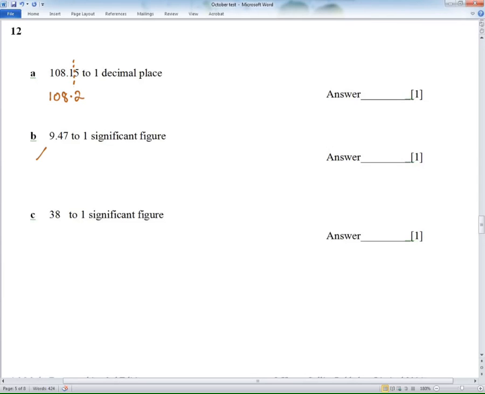9.47 to 1 significant figure. This is the first significant figure, the second significant figure, and the third significant figure. So the final answer should be, well, we could draw a dotted line. 4 rounds down, so we get 9 as our final answer.